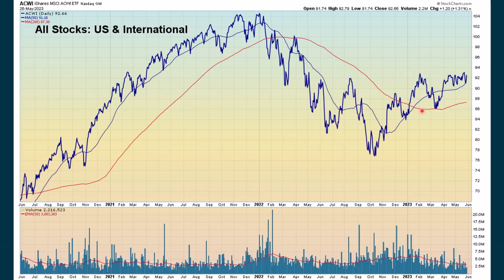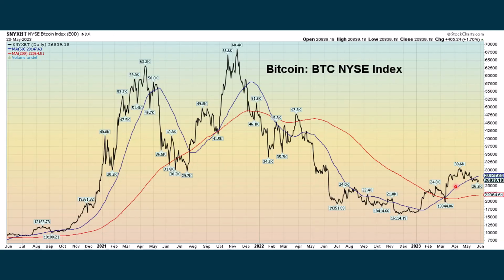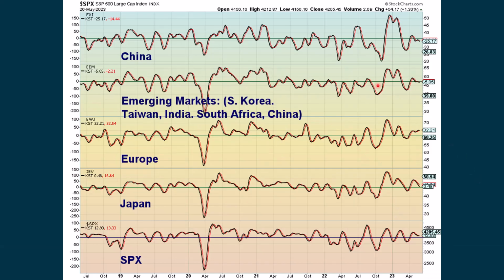All stocks are in an overall uptrend. Emerging markets, pretty much chopping sideways now, but still in an overall uptrend. Bitcoin, still in an overall uptrend, after it got up into the 30s, has now been falling back. Then looking internationally, China is now in a downtrend. We're pretty much flat with the emerging markets, rolling over a bit in Europe, in a decline in Japan, and trying to turn back up in the US.